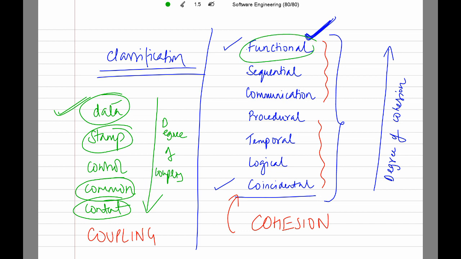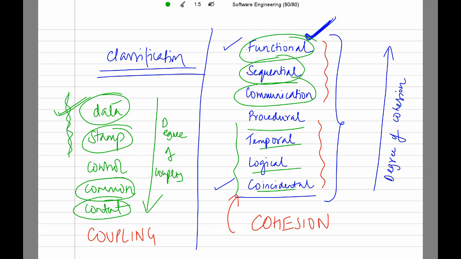Similarly, functional is the best. Sequential, good. Communicational, okay, we can work it out. But once you get into temporal, logical, and coincidental, these are bad for your design. So the objective should be to have low coupling and high cohesion. We must try to use only data and stamp coupling, and here we must try to achieve functional, sequential, and communicational cohesion.